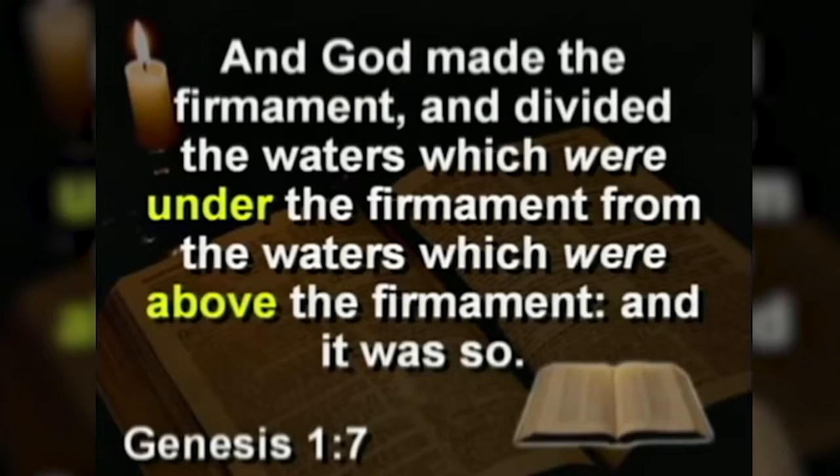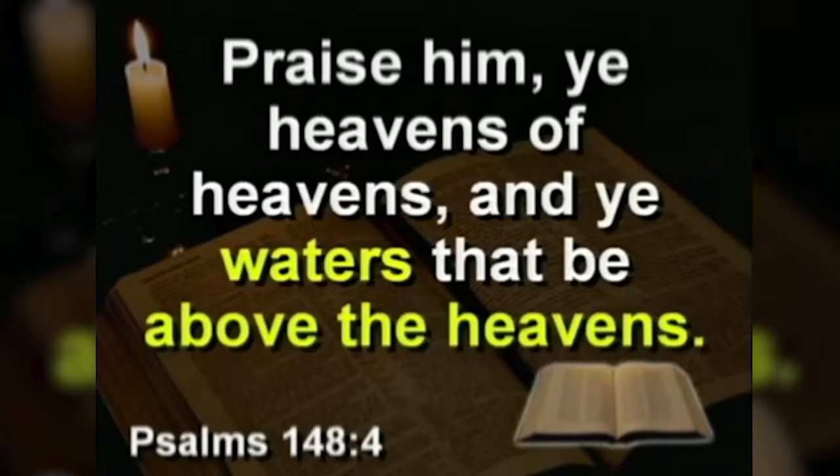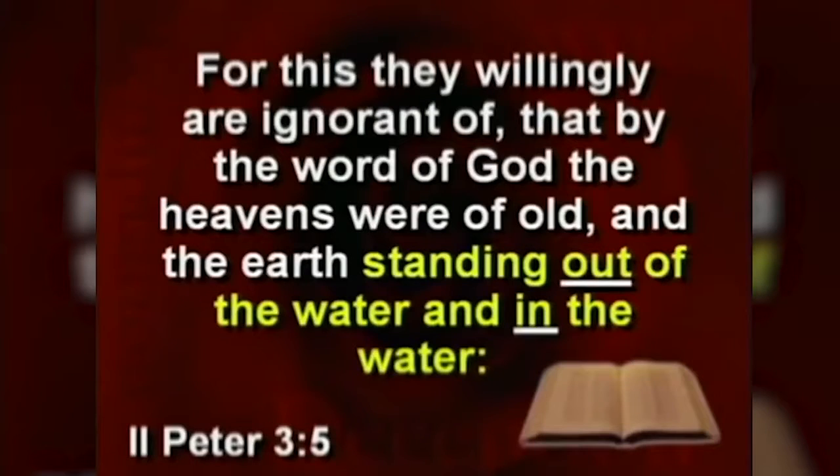Verse 7 says, God made the firmament and divided the waters which were under the firmament from the waters which were above the firmament. Now wait a minute. Is he telling us there was water above where the birds fly? Psalm 148 says, praise him, ye waters that be above the heavens. 2 Peter tells us, the earth was standing out of the water and in the water.